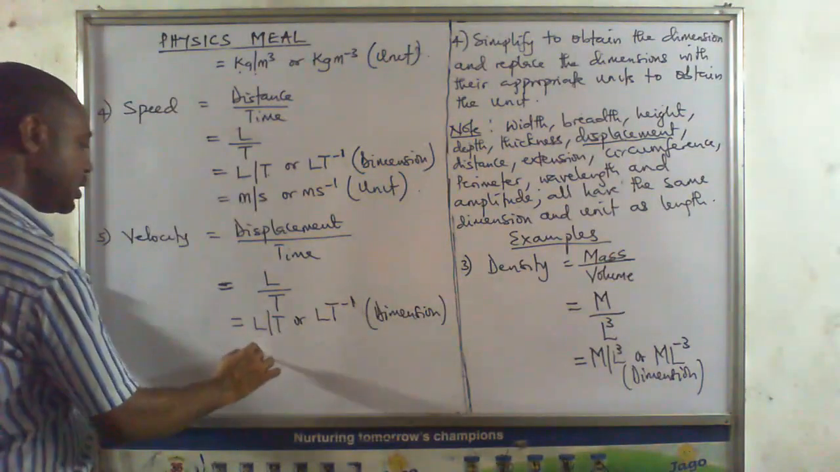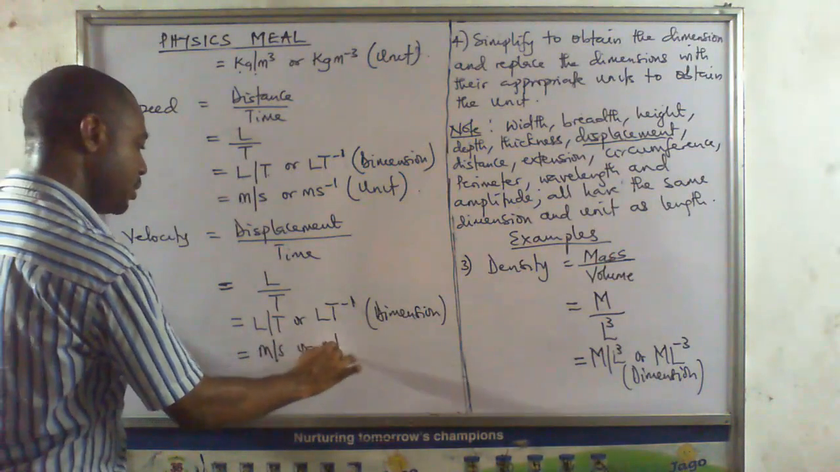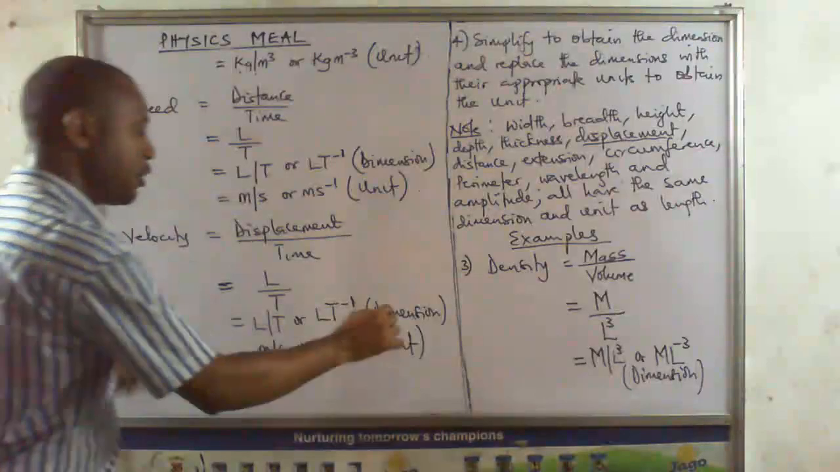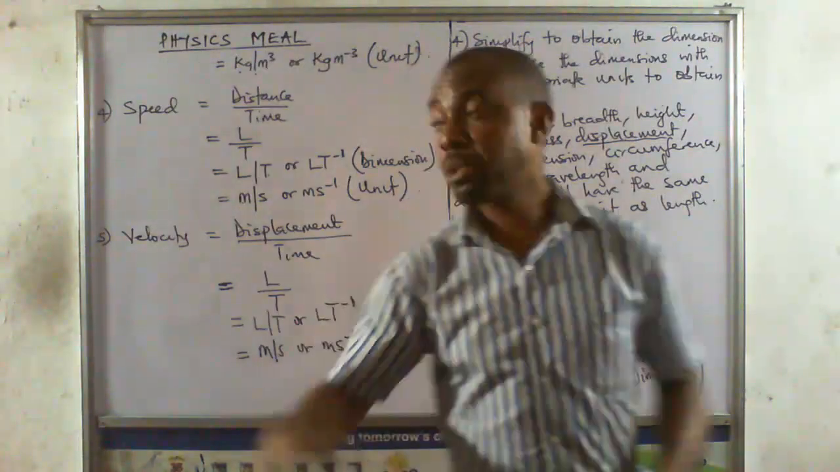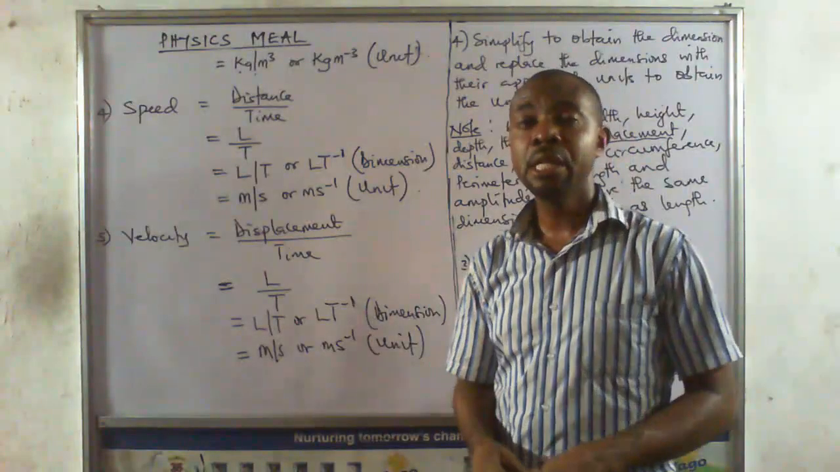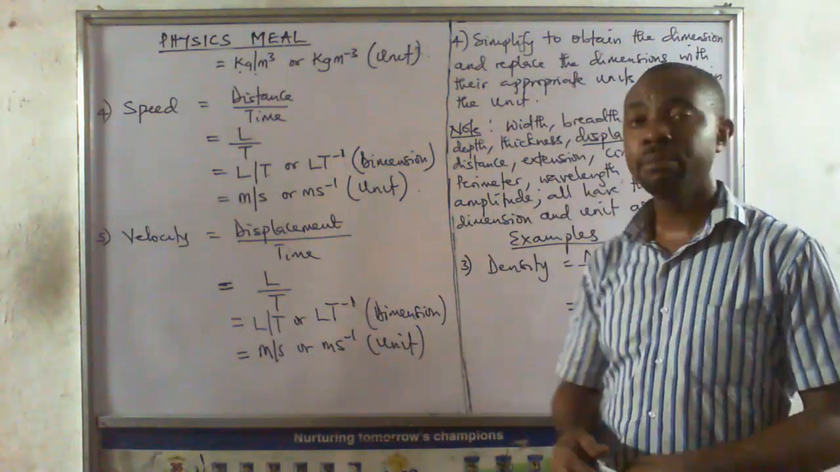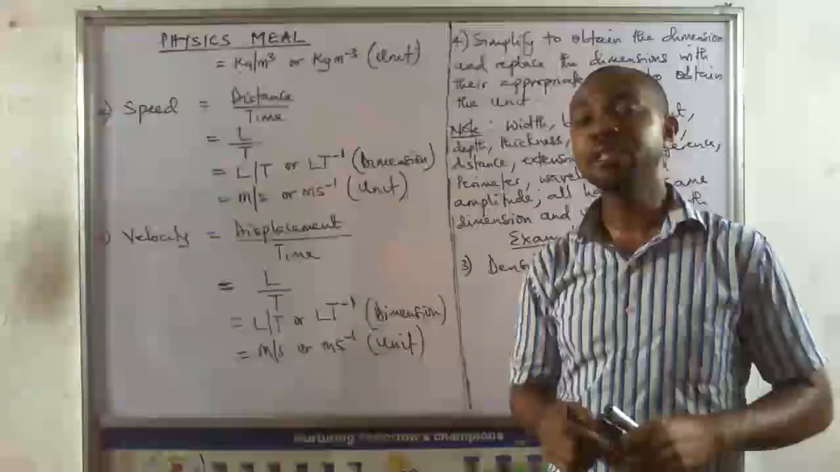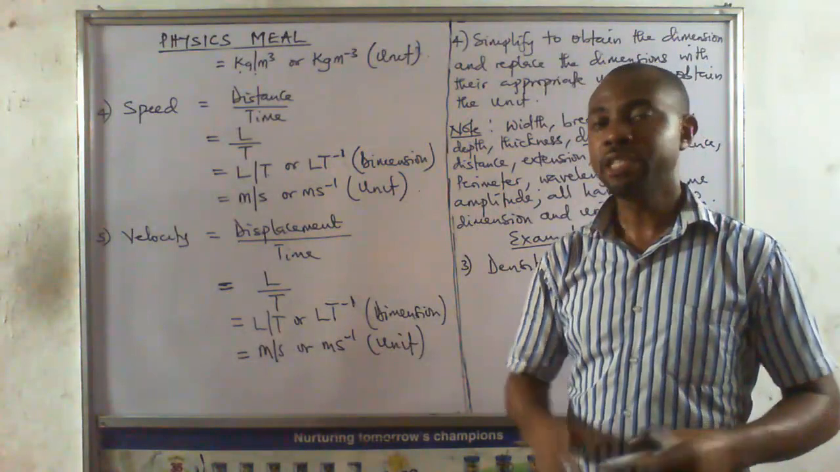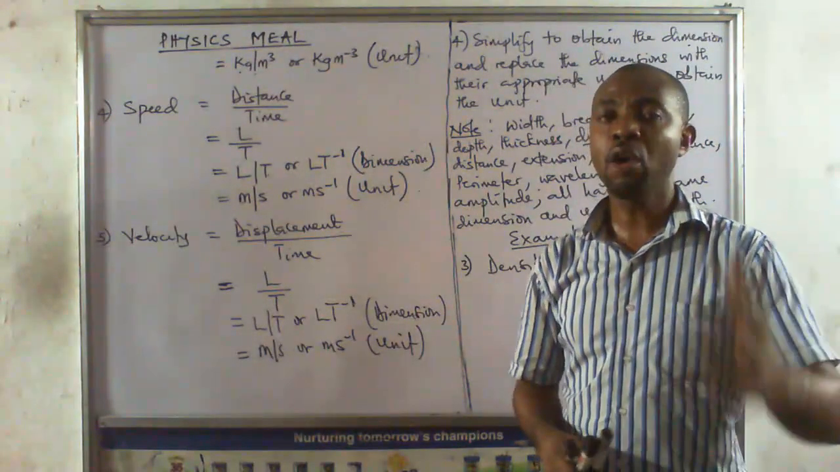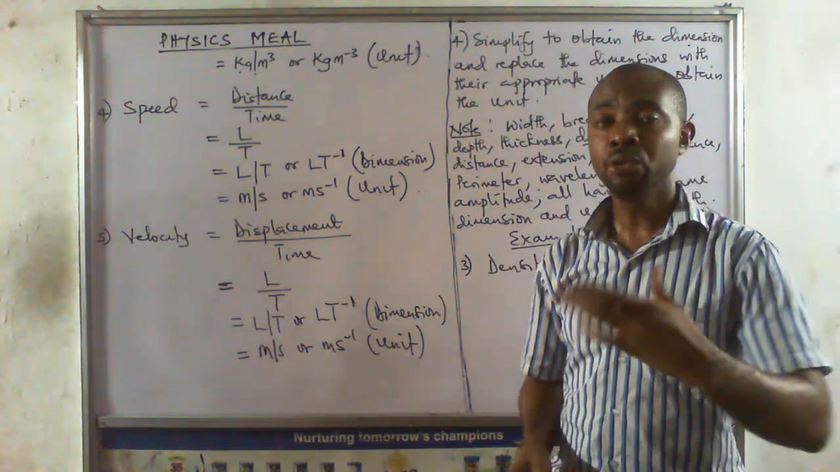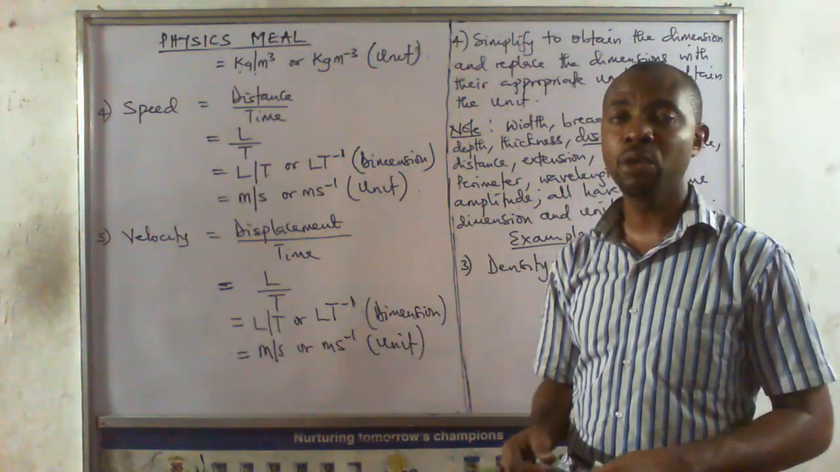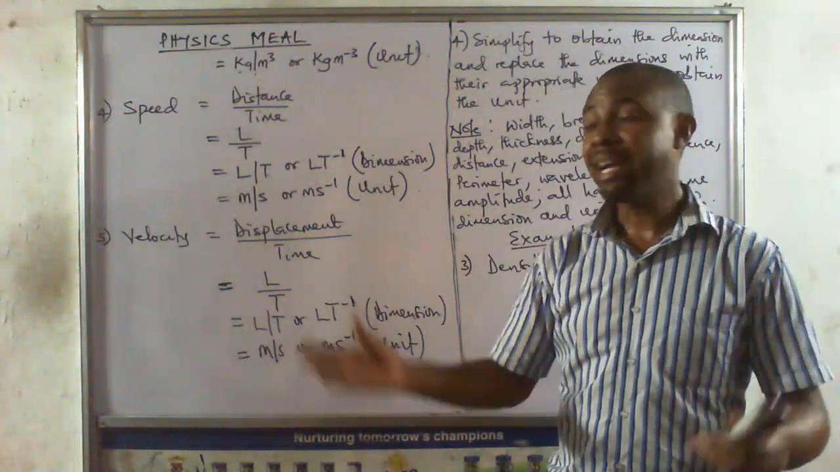Then the unit now will be meter per second. Now you will notice that speed and velocity have the same dimension and the same unit, but they are not the same quantity. So it's possible to have two different quantities that have the same dimension and the same unit. By the time we look at more examples on dimensions and units, you will see that there are so many quantities that have the same dimension and the same unit. Speed and velocity are typical examples.